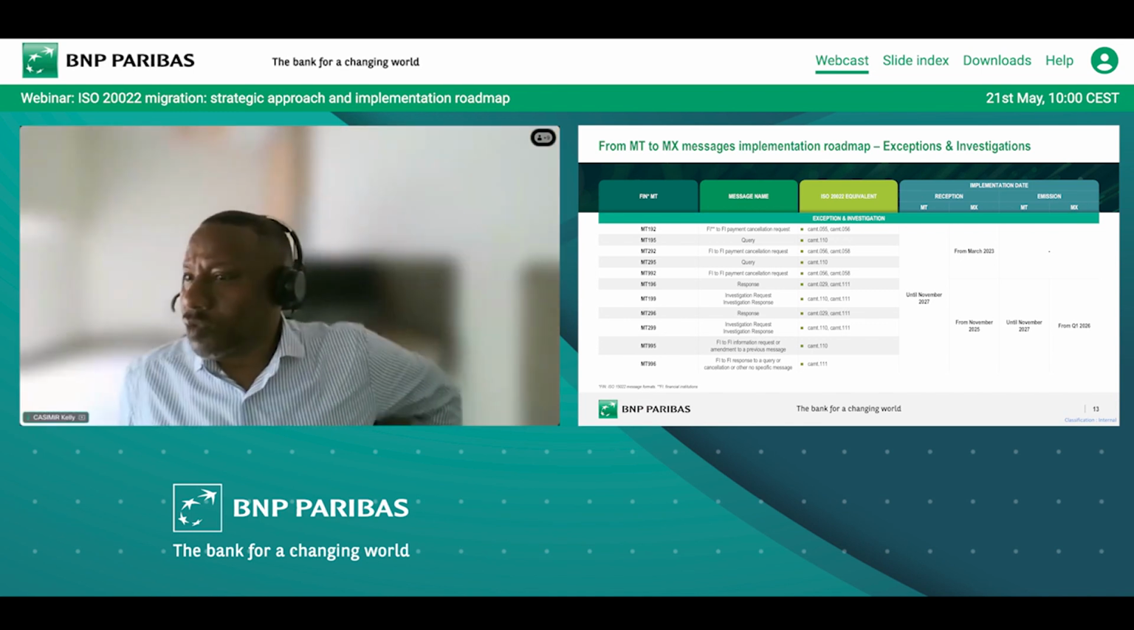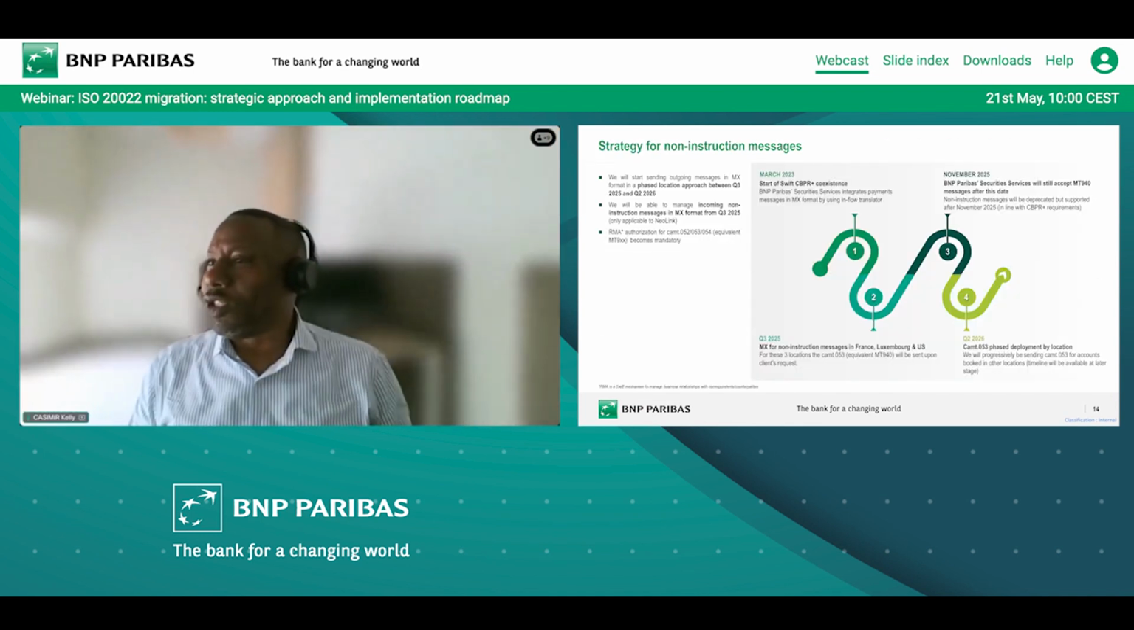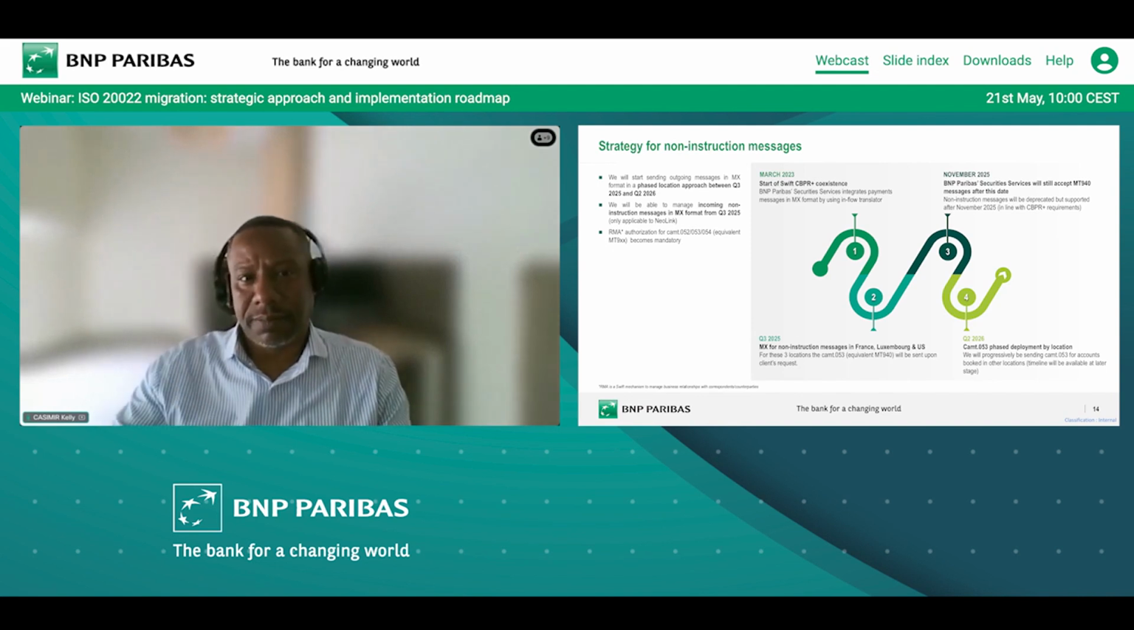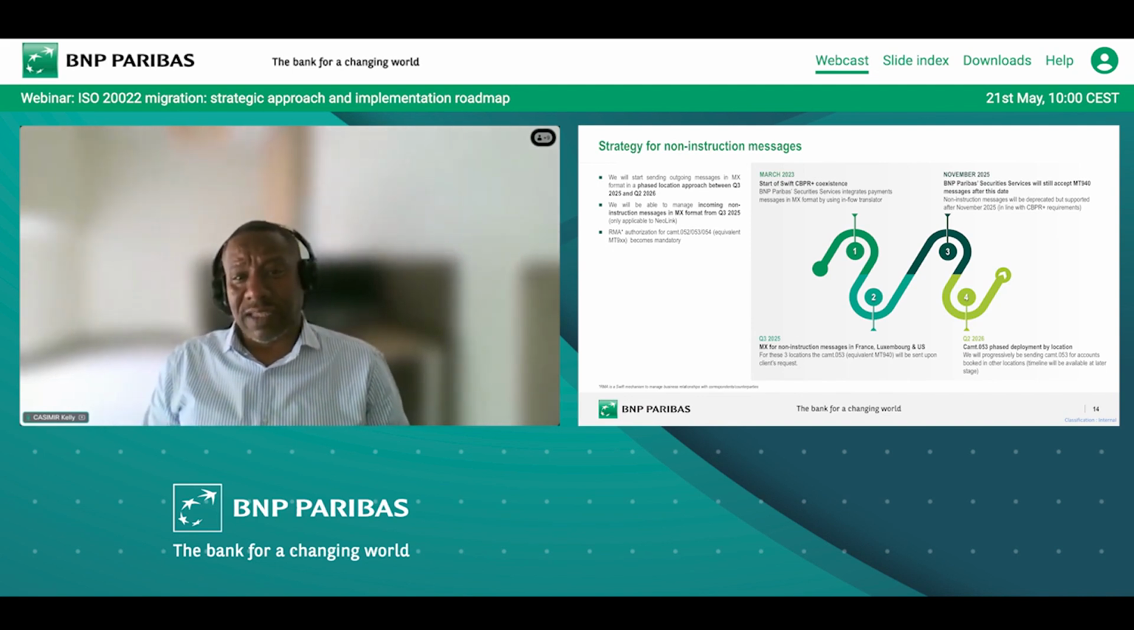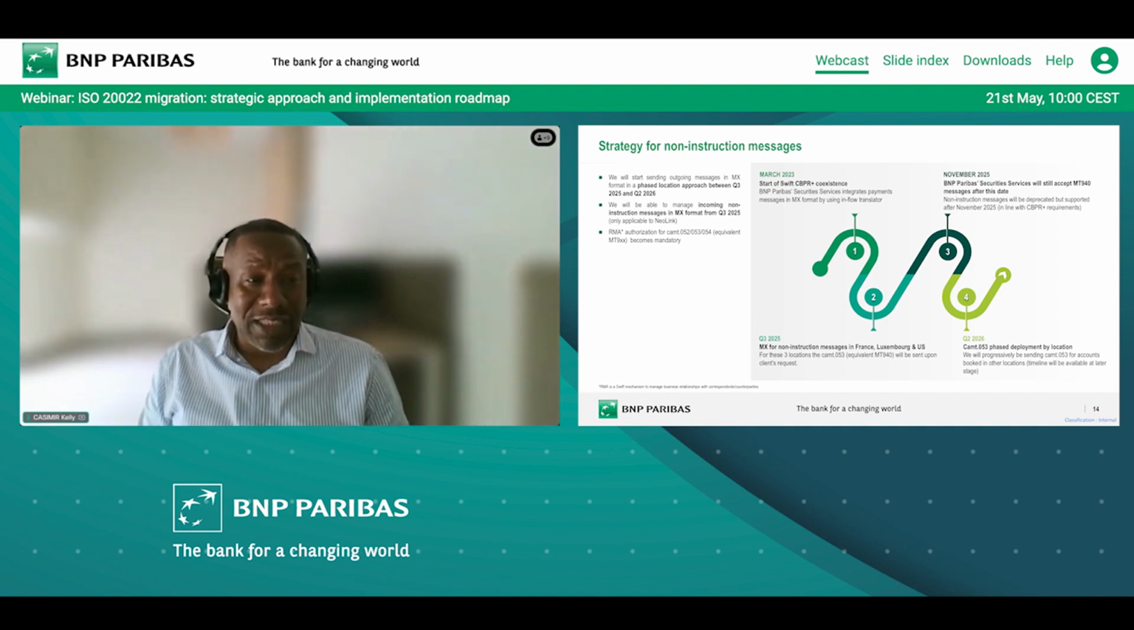Let's move now to the strategy for non-instruction messages. From November 2025, as I said, reporting messages like CAMT 053, the equivalent of MT940, are deprecated but still supported. That means this category of messages becomes obsolete but still accepted until further communication from the SWIFT board.